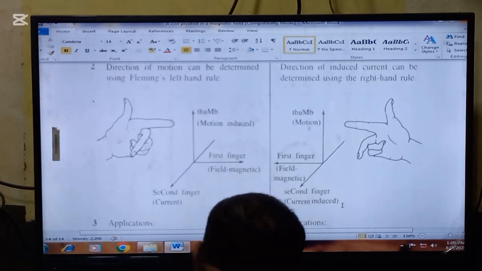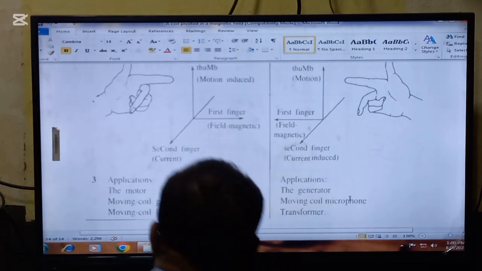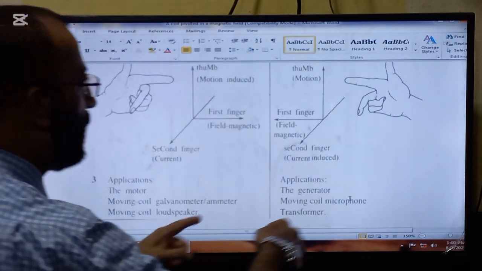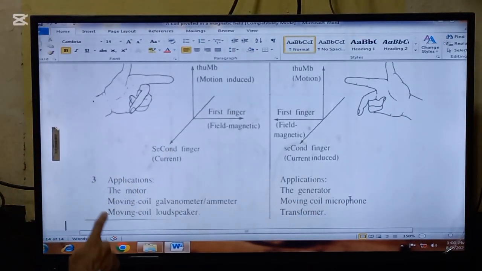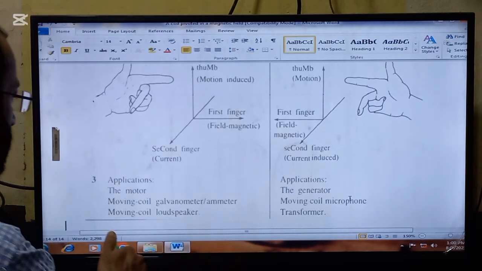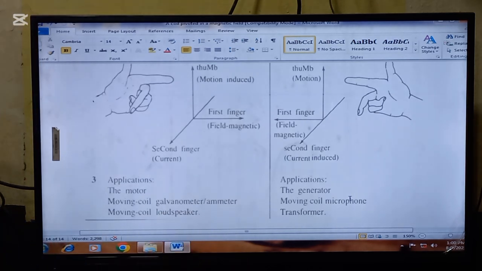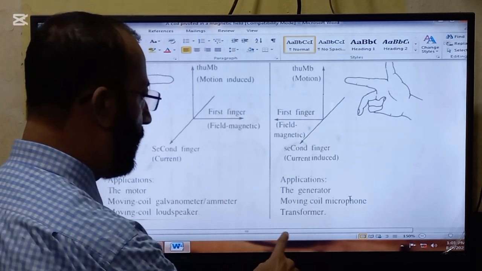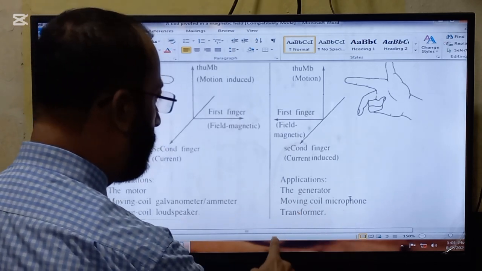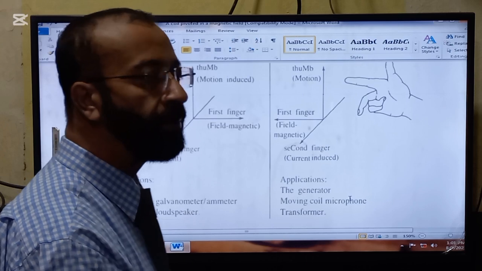The next difference is here is the motor principle, here is the generator principle. The application of the motor principle is the motor, that is, the moving coil galvanometer, ammeter, and moving coil loudspeaker, whereas the generator principle is applied in generators, moving coil microphones, and transformers.